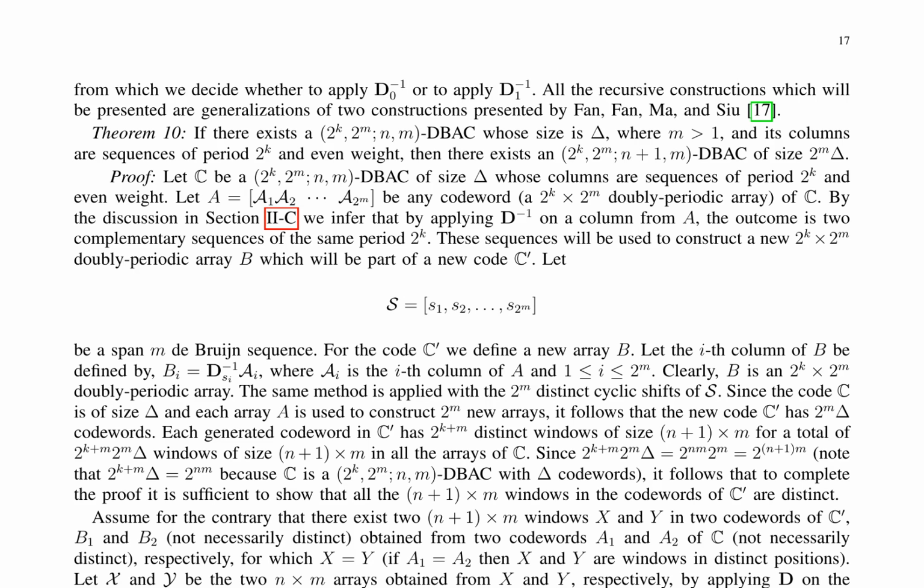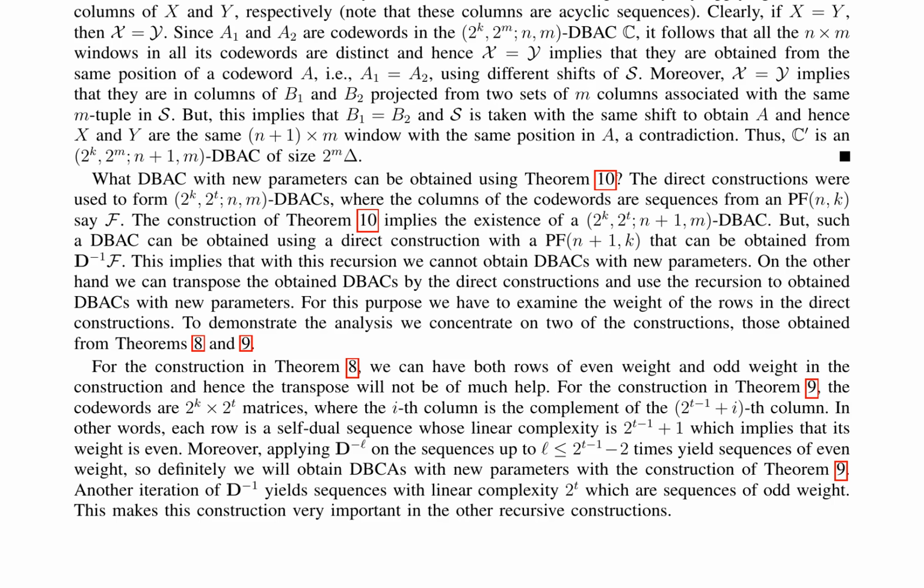code C. The authors prove that the new code C has 2^m delta codewords, each with 2K distinct windows of size n+1 times m, resulting in a total of 2K 2^m delta windows of size n+1 times m. To complete the proof, they demonstrate that all the n+1 times m windows in the codewords of C are distinct, assuming for the contrary that there exist two identical windows in two codewords of C, and deriving a contradiction.